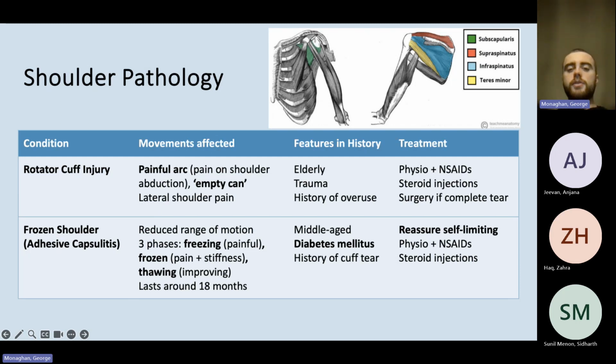So treatment, you can reassure them it's self-limiting, but then they usually do need some physio and NSAIDs as well, or we can then give them steroid injections, which can also have an effect.